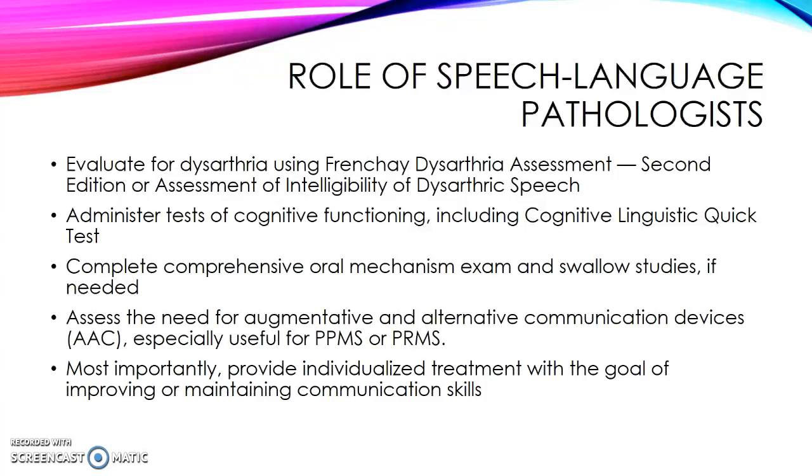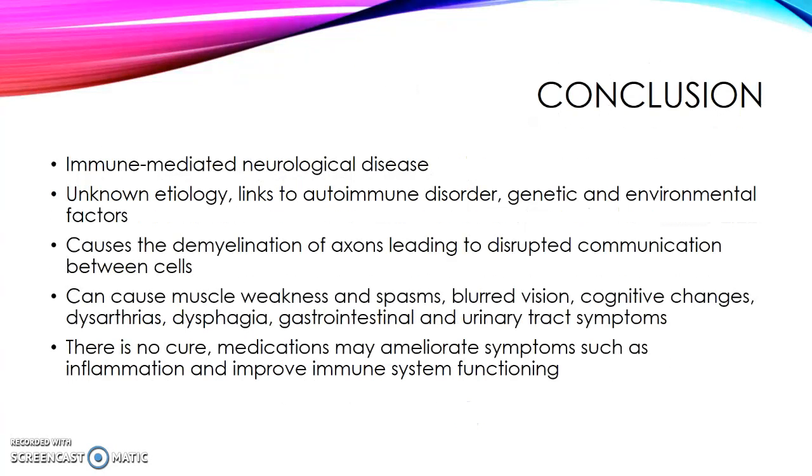You would also assess the need for augmentative and alternative communication devices. This is especially useful for PPMS or PRMS, just because the progression of the disease may lead to the point where they need to have AAC devices to help with communication as the disease progresses. Most importantly, the SLP needs to provide individualized treatment with the goal of improving or maintaining communication skills for our clients.